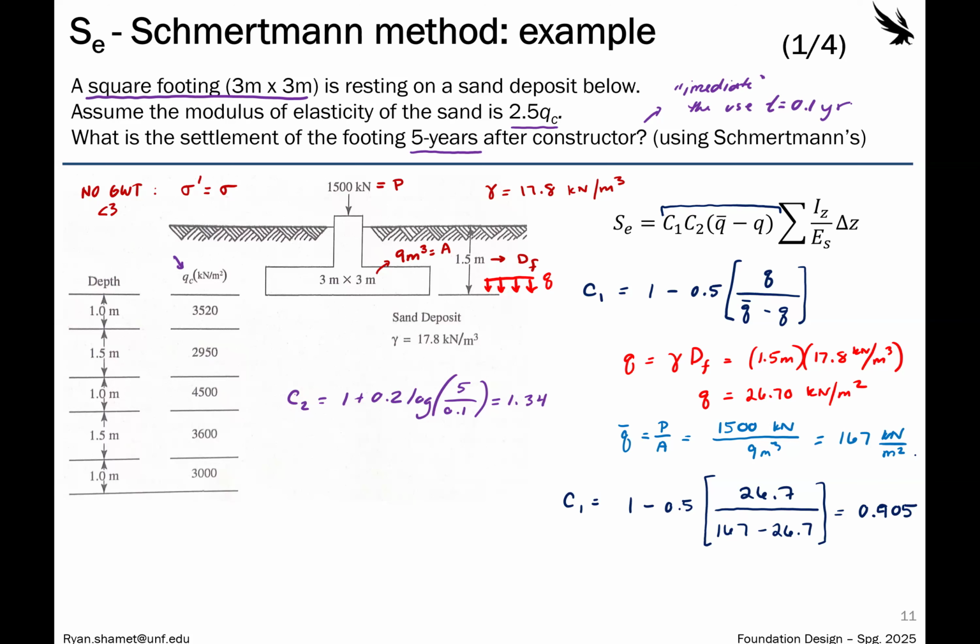Okay, so we have this whole front matter now. We have our C2 function, we have our C1 function, we have our Q bar, and then we also have our normal stress right there. So we have everything out front.